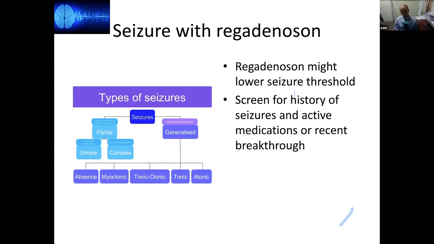Another finding that we learned over the last few years with regadenoson is the risk of seizure. And the theorized phenomenon is that regadenoson might lower the seizure threshold in patients who are at risk of seizures. So usually we screen for history of seizures and for patients who are taking seizure medications or who had recent breakthrough seizures despite their medications. And it could be any type of seizure. It doesn't have to be just tonic-clonic seizures.